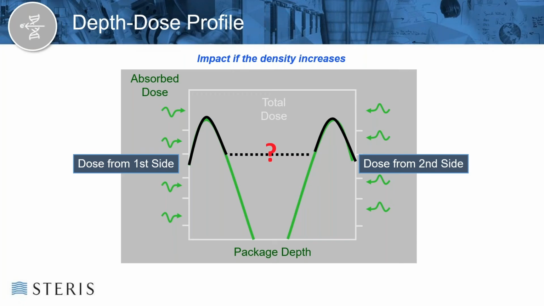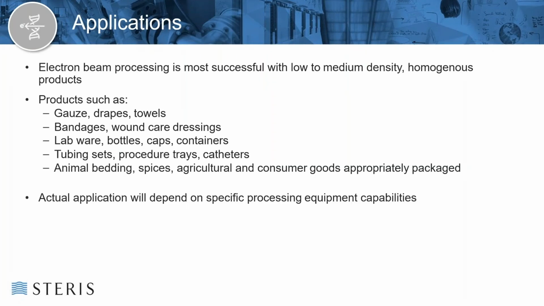And there might be other changes that we can affect, which is really one of the really neat things about processing with electron beam, is that from the user side, we can change our products, but we can also change our source to suit our particular needs in a given circumstance. So as far as applications that we can use our electron beam in, you see some examples here. Electron beam is very successful for low to medium density products that are homogeneous: gauze, drapes, towels, bandages, wound care dressings, lab work, things you see here.